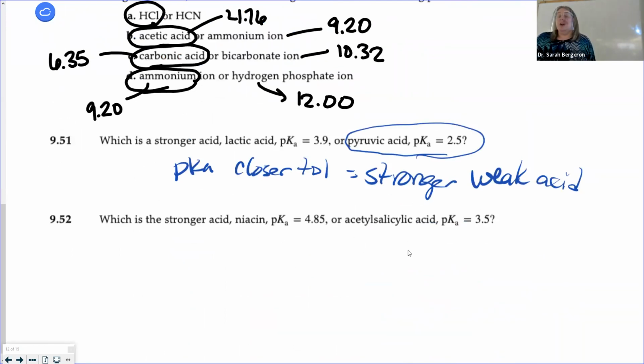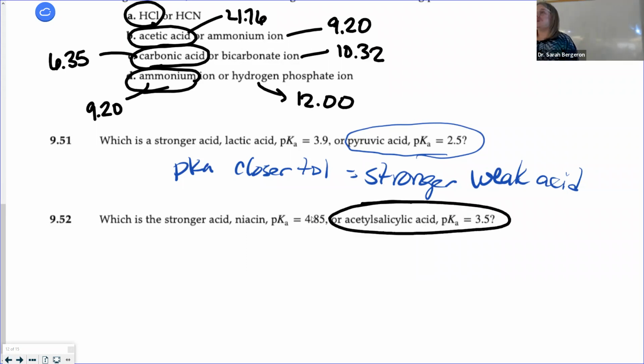you can look at different drugs, and each drug has a unique pKa value, and that pKa value controls how this drug behaves in a patient's body. And we're going to talk about that next. So what's the stronger acid, niacin or acetyl salicylic acid? Y'all know what acetyl salicylic acid is? Aspirin. So which one of these is stronger? Acetyl salicylic acid. Okay, all you're looking at is that pKa value.